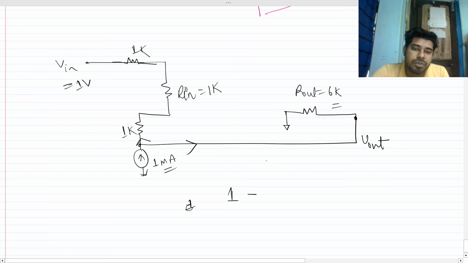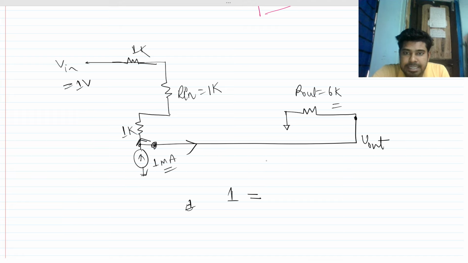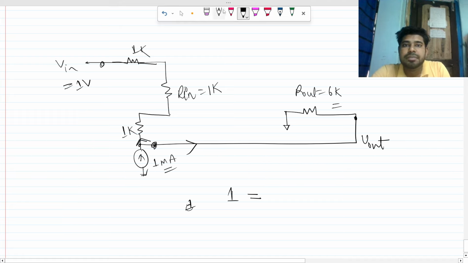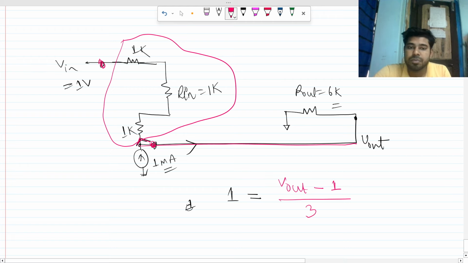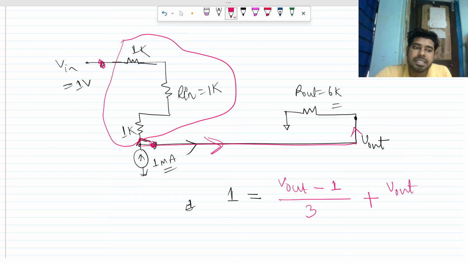So 1 will be equal to, what is that current? This voltage minus this voltage over this impedance is the current flowing through that branch, right? So it will be V out minus 1 volt, because this V in is 1 volt, over 3 kilo ohm. Milli and kilo cancel out. And plus that current. What is that current? This current will be V out over 6 kilo ohm, right? So that is the expression you need to solve.